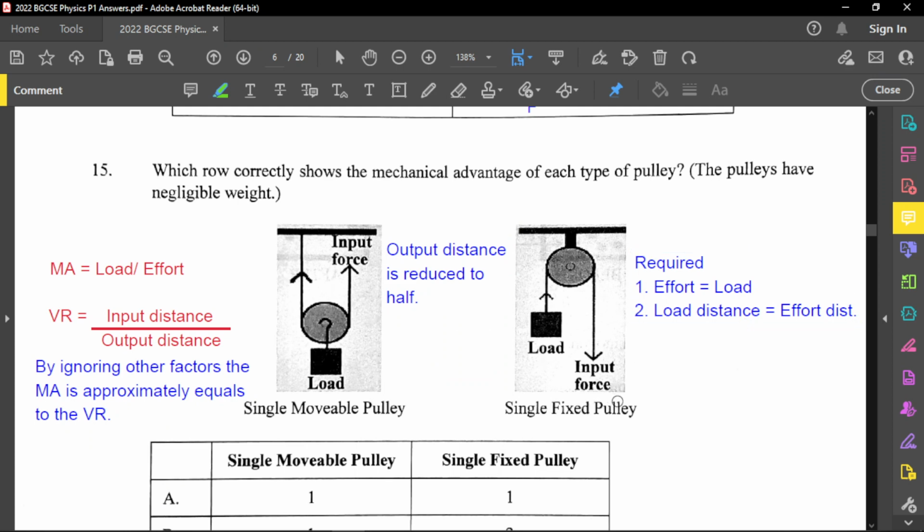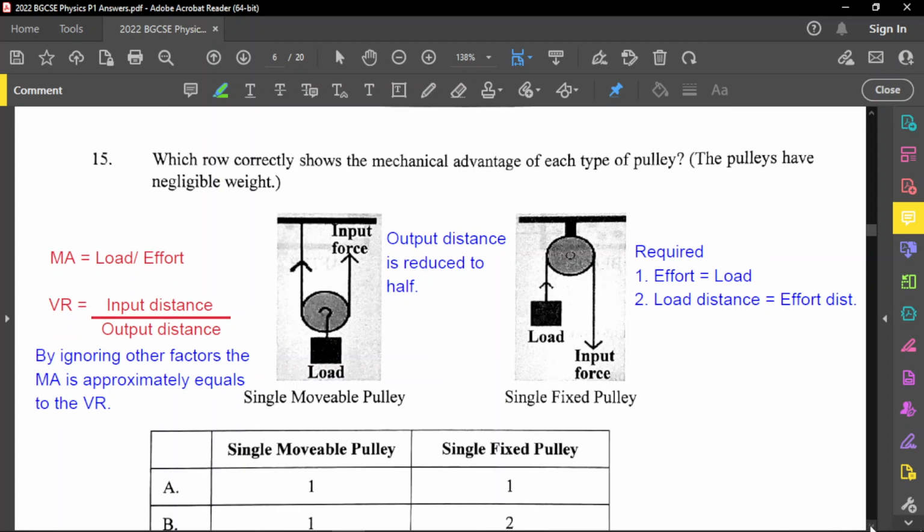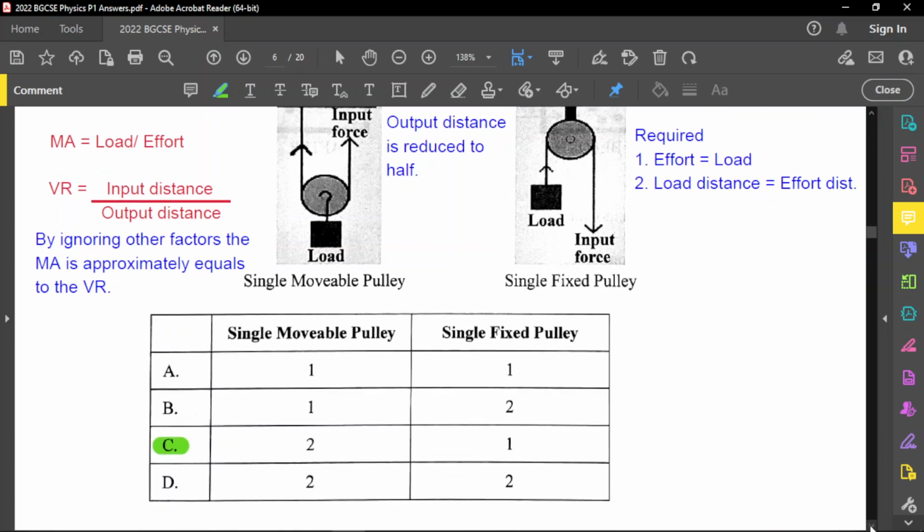However, if you have a single fixed pulley, what is needed to create this movement is that the effort must equal the load, and also the load distance is equal to the effort distance, because they're moving the same distance. While this is going up, the effort must move the same distance going down. So it really is not a mechanical advantage. It really only allows work to be done more easily. So technically, for the single movable pulley, you have a mechanical advantage of 2, so it's going to be twice as easy. And for a single fixed pulley, it will be 1. So the option there is actually C.